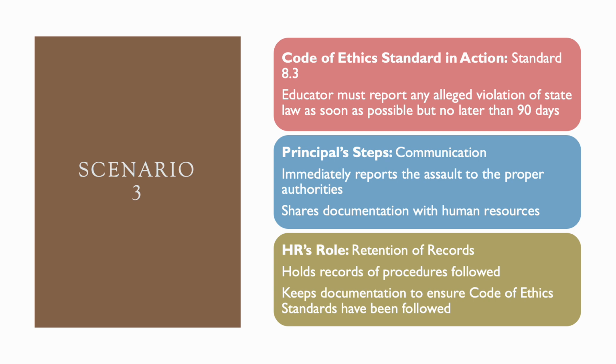So in this case, this would be an assault of a student. And so my role as a principal, after she has shared this with me, is to immediately report the assault to the proper authorities and share the documentation with Human Resources. The Human Resources Department would then keep record that procedures in compliance with the Code of Ethics happened and be able to confirm that we followed all the correct processes.